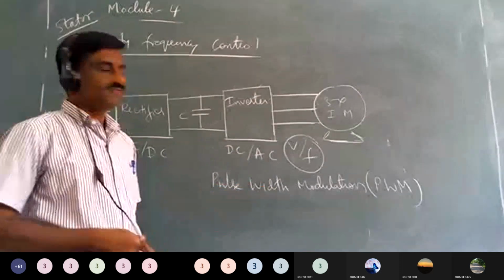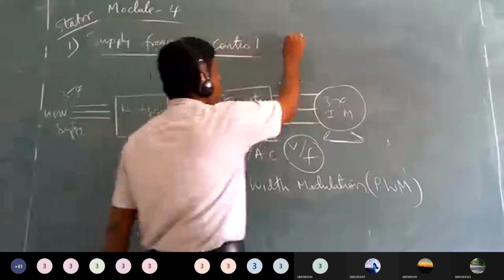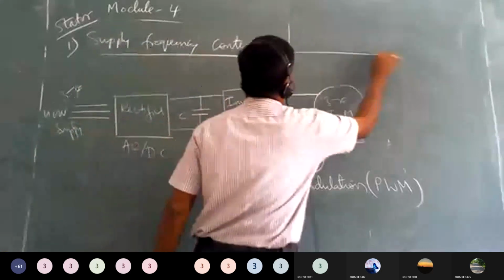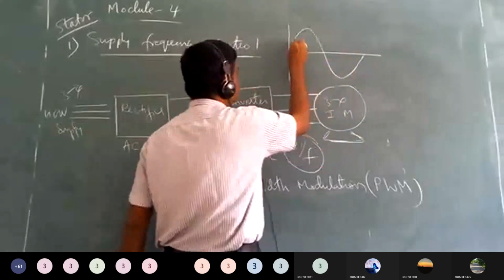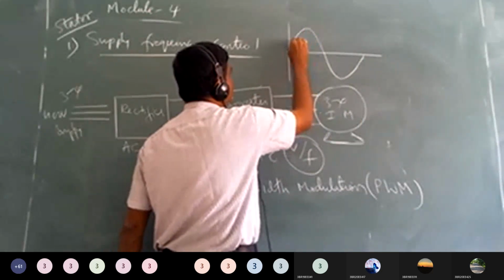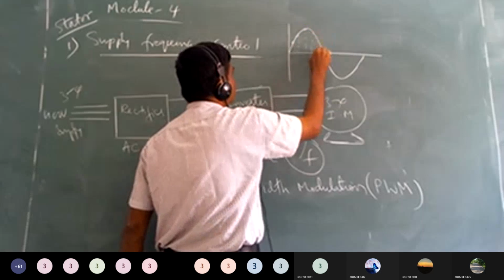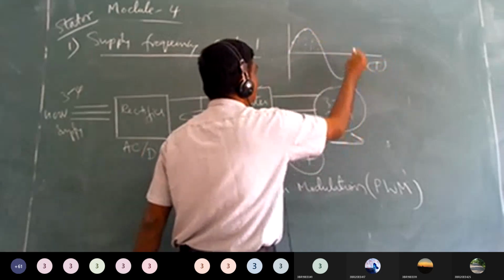Pulse width modulation, where we can control voltage and frequency both. As we are changing this, similar pulses are generated. Here the time period is also changing, and voltage is also changing. This indicates the voltage values. At the same time, the time period is also changing. Time period is nothing but related to frequency, isn't it?